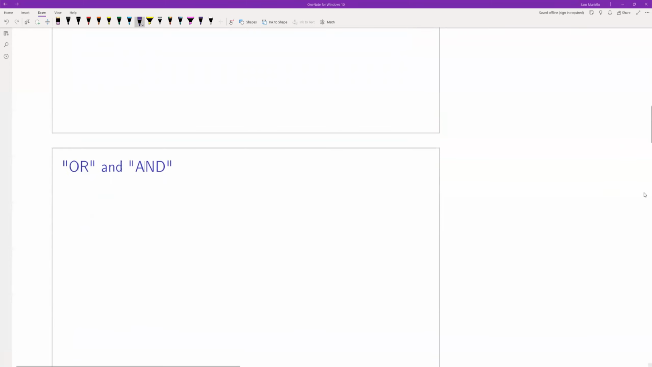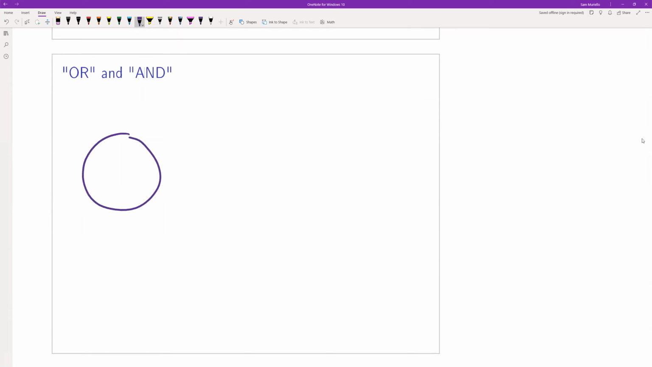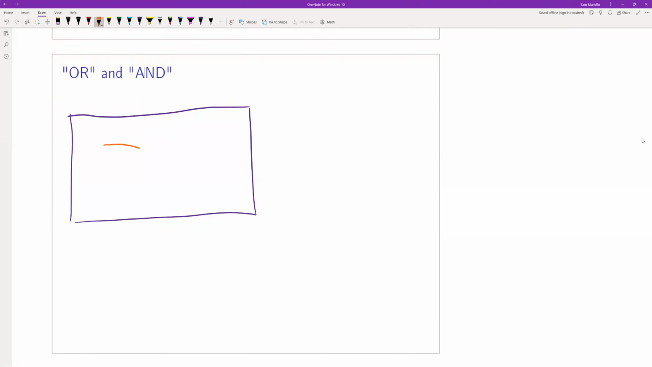So the first types of probabilities we're going to want to look at are "or" and "and". This is a way for us to deal with multiple different events, and for this, we're going to use a Venn diagram to go through the idea. So let's suppose here that we've got two different events. Let's say we've got event A, and then we've got event B. We're going to let this big purple box be the probability space. This is all possible outcomes that can occur.